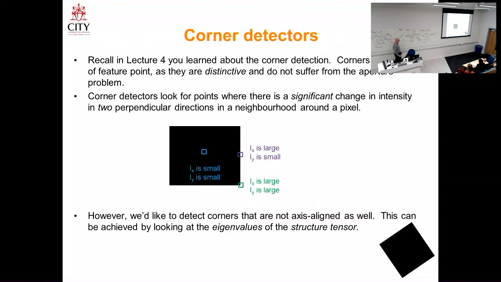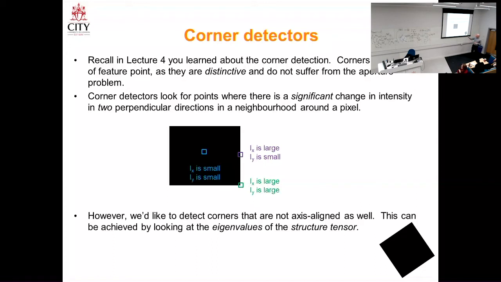Okay, so if we want to track corners, first we need to find corners, and in fact, you've already learned about corner detection. So corners are a specific type of feature point. They're distinctive, they don't suffer from the aperture problem. And we can actually implement corner detectors, which are going to look for changes in intensity in two perpendicular directions in the neighborhood around the pixel.